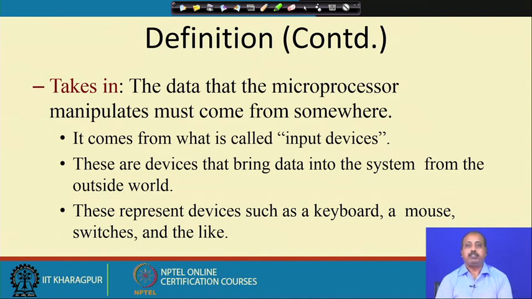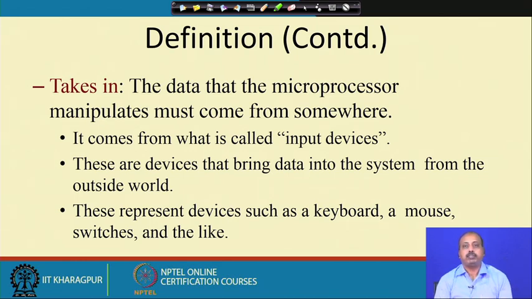On the other hand, if I have a temperature sensor installed, then while operating, the system should take the temperature from that sensor. In that case the input is coming from the input device, which is the temperature sensor. So, input devices may vary, and the input comes from them. These are the devices that bring data into the system from the outside world.